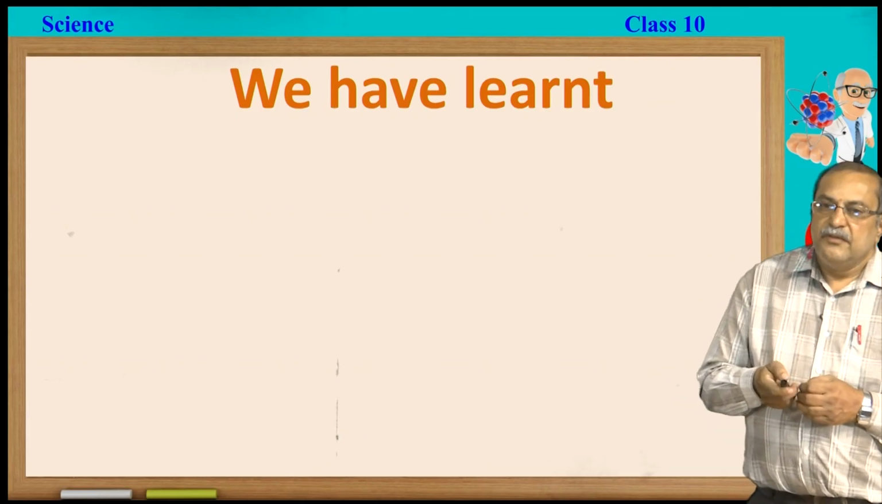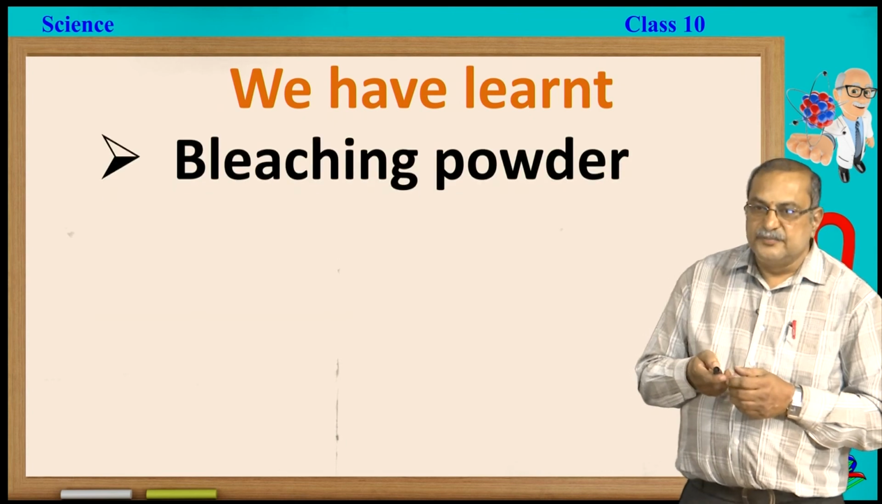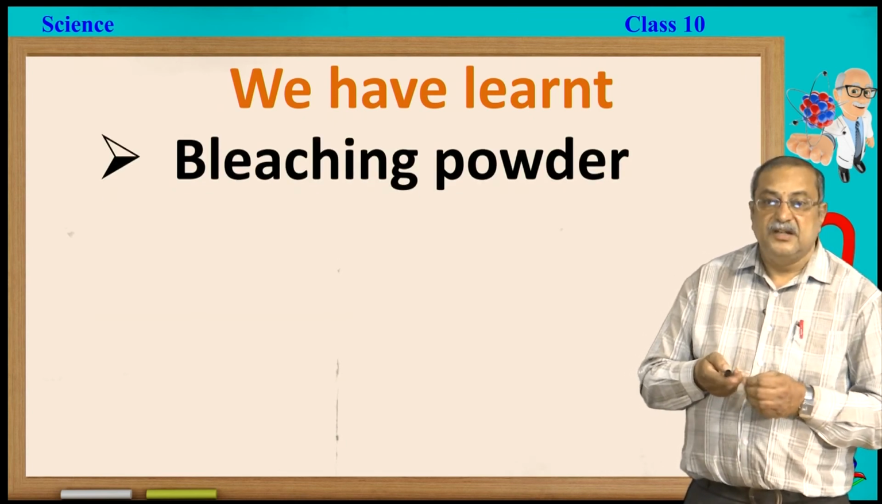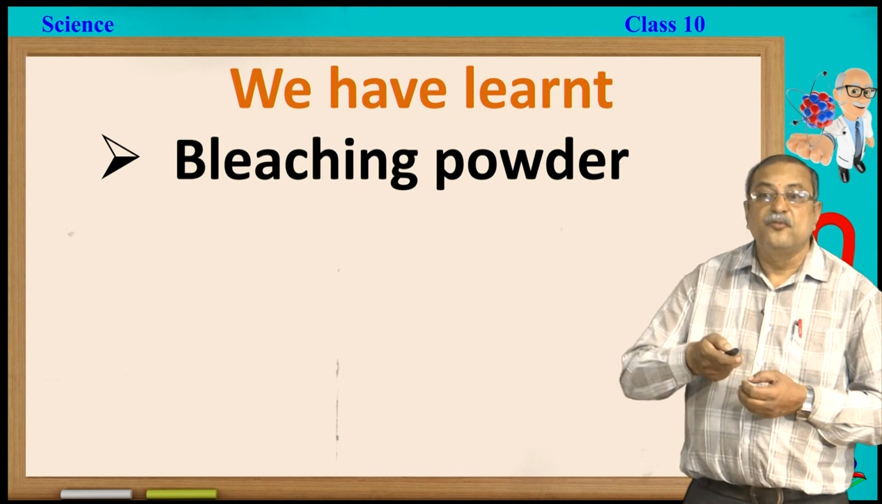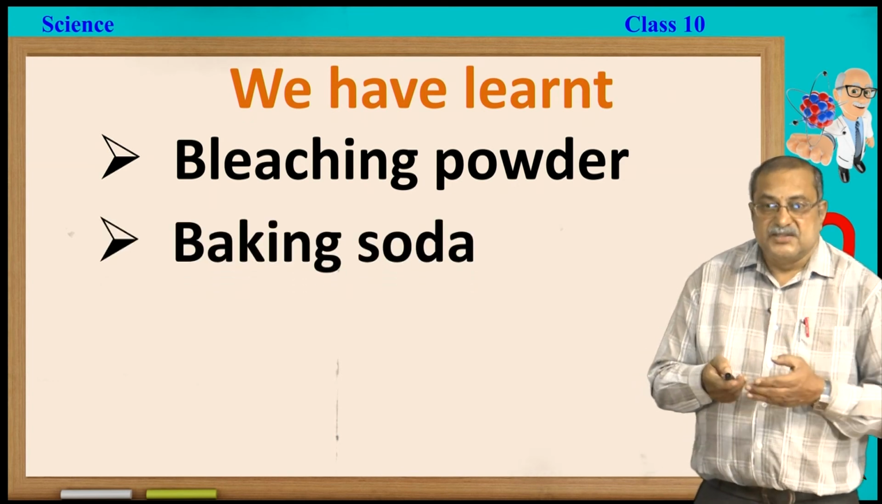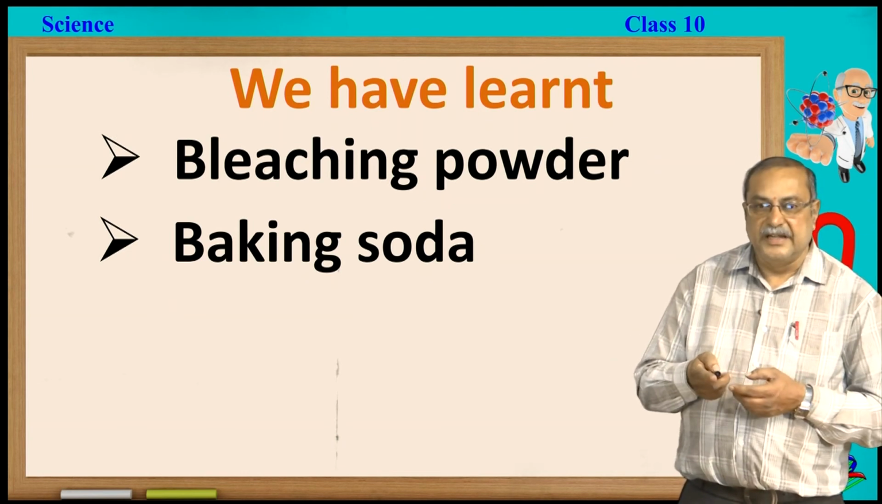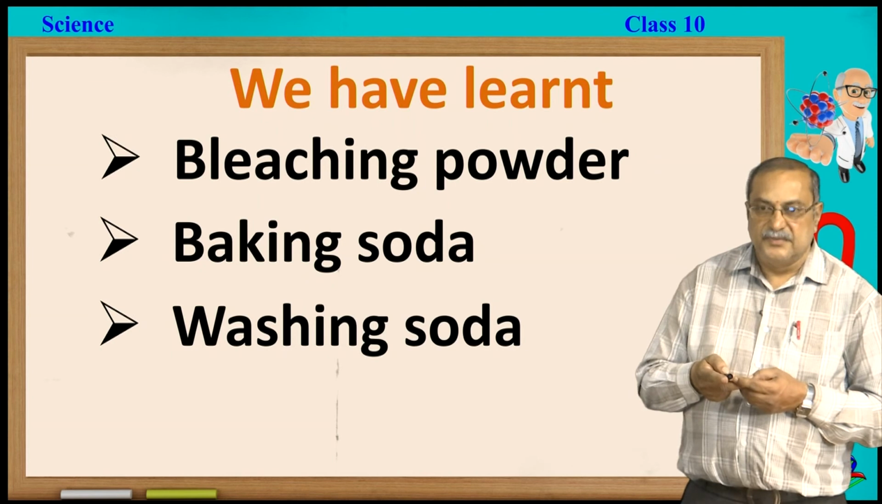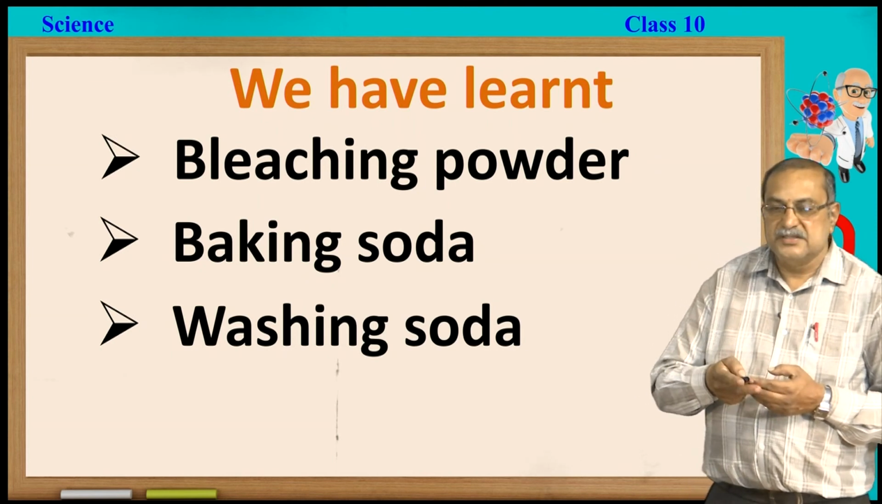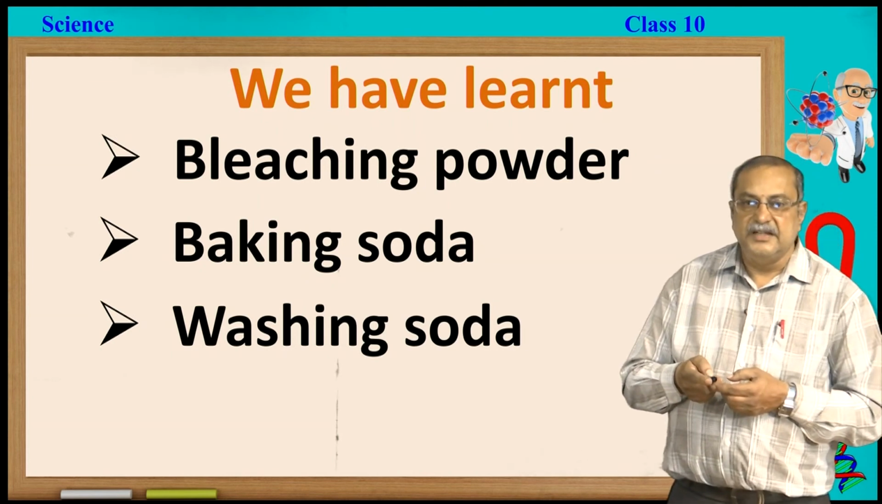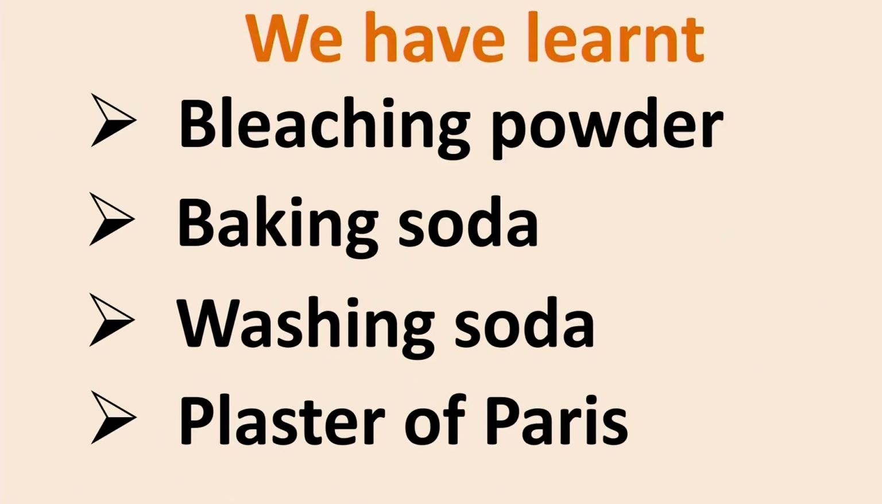So, children, we have learned so far how bleaching powder is going to be manufactured and what the uses of it are, in the fourth part. Okay. So, baking soda, how they are going to manufacture it and what the uses of baking soda are, we have also learned. Next, washing soda, how it is going to be manufactured and what the uses are, we have learned just now, and the plaster of Paris. I think we will not forget now. So, we have learnt about the salts in this chapter in detail, that is bleaching powder, baking soda, washing soda and plaster of Paris. Okay.